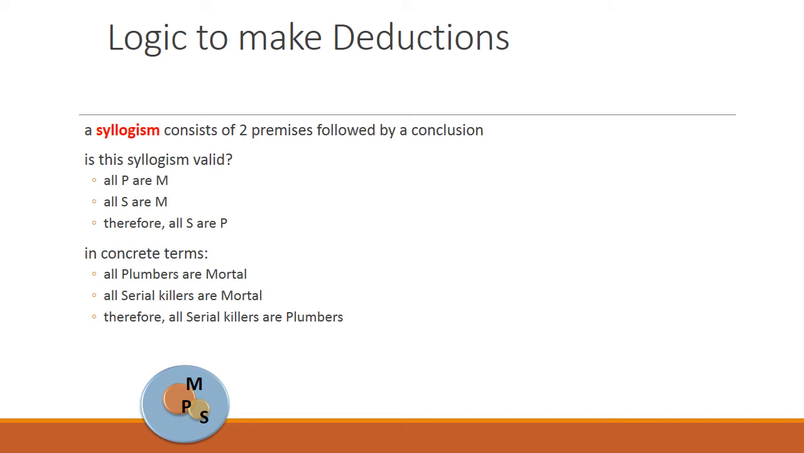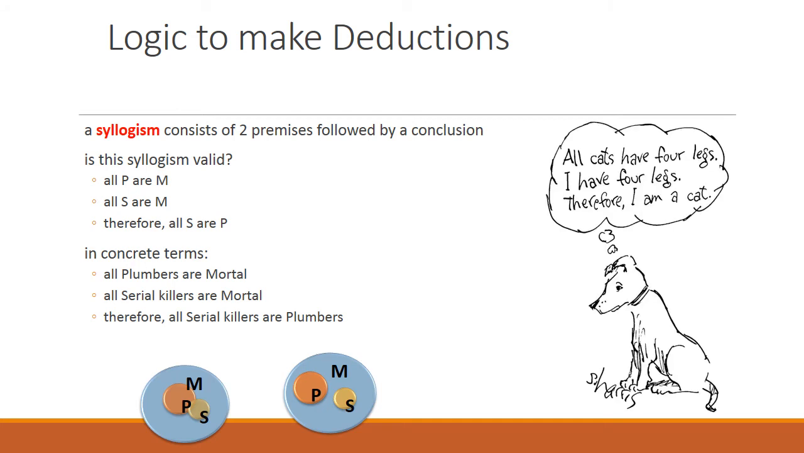You can see a depiction of how these two different situations may look. Clearly not all serial killers are plumbers. You can have a situation where you have both plumbers and serial killers as part of this mortal group, but there may not be any overlap between the two. So the main point is that deductive reasoning, at least in the case of syllogisms, is hard when things are not framed in concrete terms. If we're using these letters, it's not an automatic, intuitive process. We have to put in some effort to figure out whether that conclusion is valid given the premises or not.